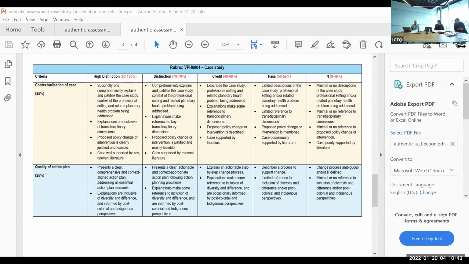I'm just catching up with the chat. Is it worth looking at the criteria for contextualization of case and quality of action plan in terms of discussing it as we did the reflection before looking at the other task?